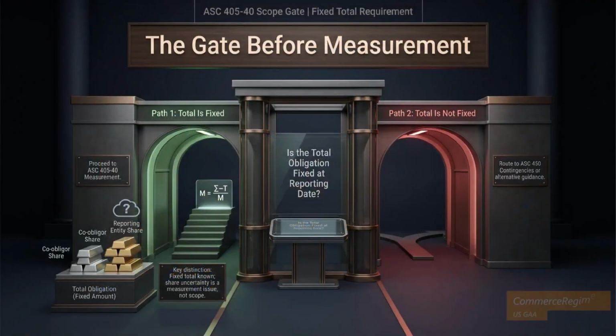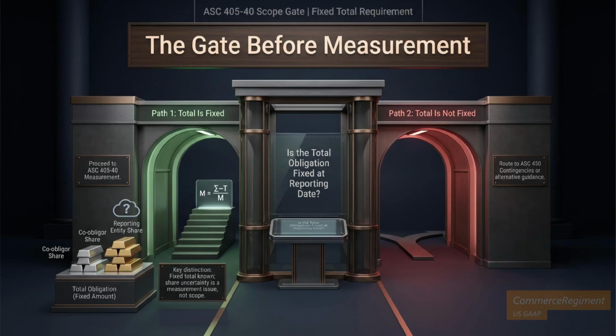The fixed total requirement is the gate before measurement. If the total obligation of the reporting entity and the co-obligors is fixed at the reporting date, then ASC 405-40 measurement can proceed. The reporting entity may still be uncertain about how much it will ultimately pay for co-obligors, but that uncertainty is handled in measurement, not scope. If the total is not fixed or determinable, then we do not use ASC 405-40.